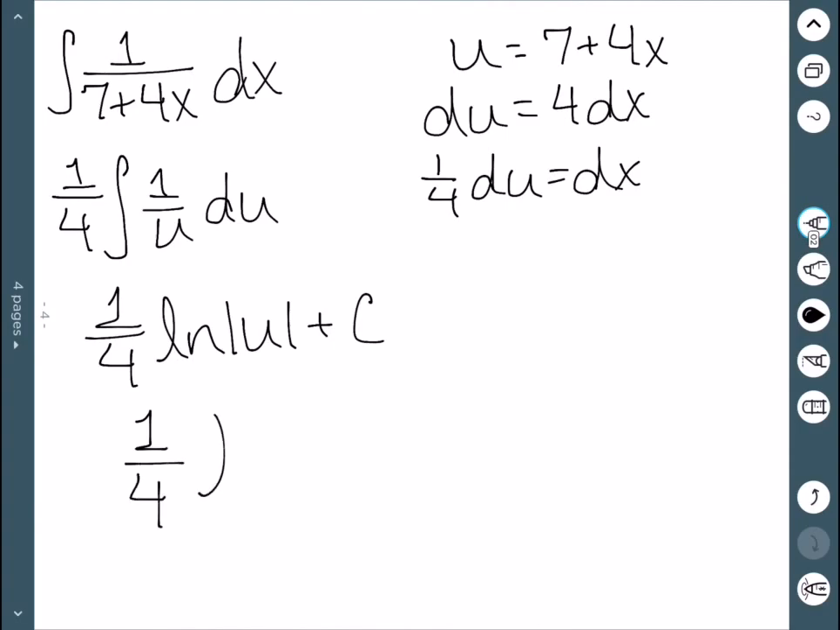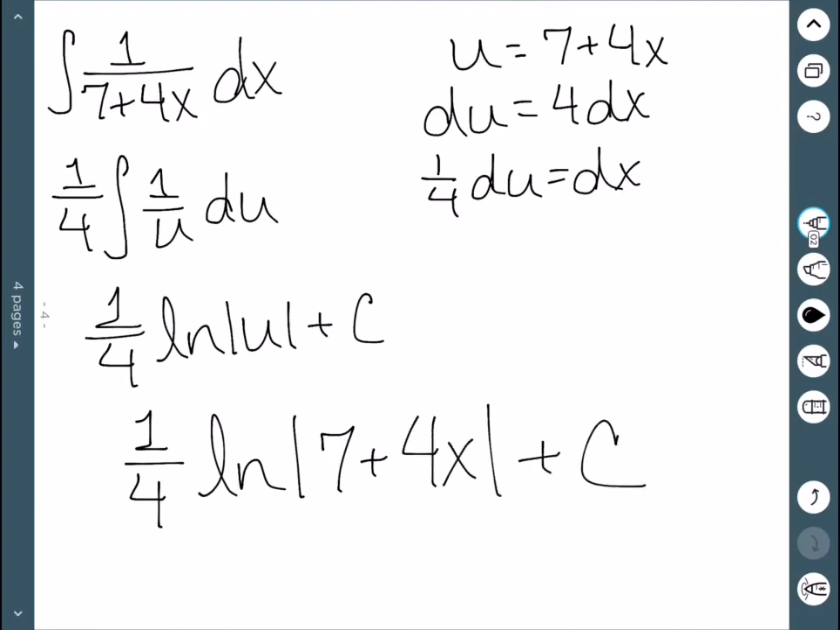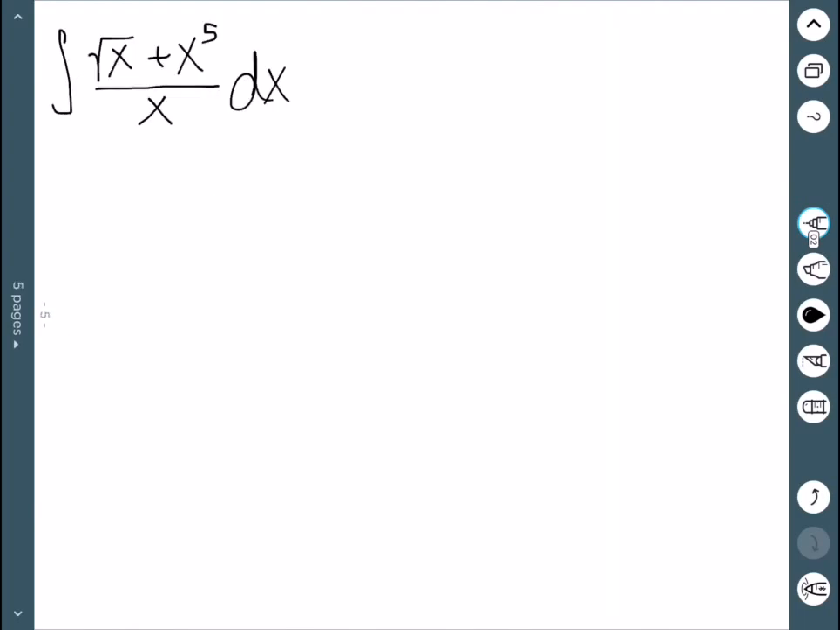Therefore, my final answer is 1 over 4 natural log of the absolute value of 7 plus 4x, plus c. Here's the next one we want to look at.